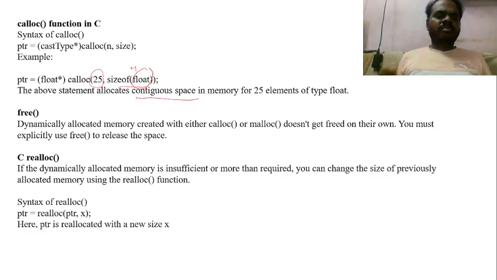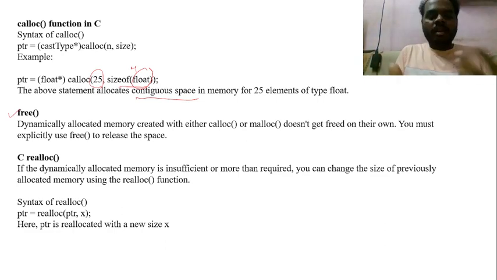And what is free? Free deallocates the memory. If you have already allocated memory with the help of malloc and calloc, and you want to clear that space, we should use the free function. And what is realloc? Realloc is used if you have an insufficient amount of memory. For example, if you are using malloc and calloc and the memory is not sufficient, if you want to reallocate the memory, we should use the realloc function.